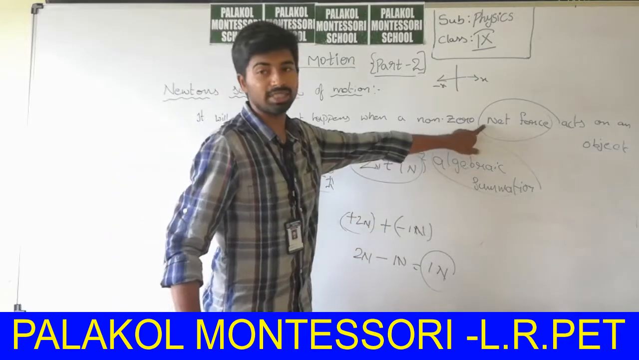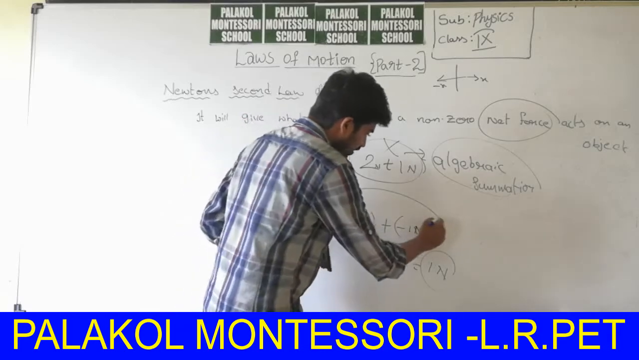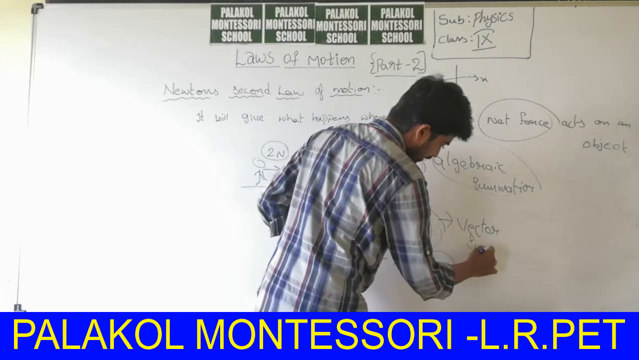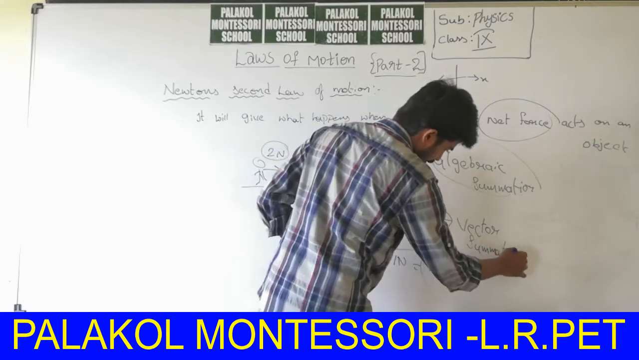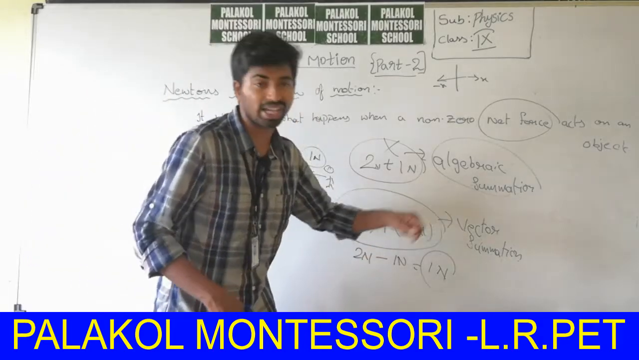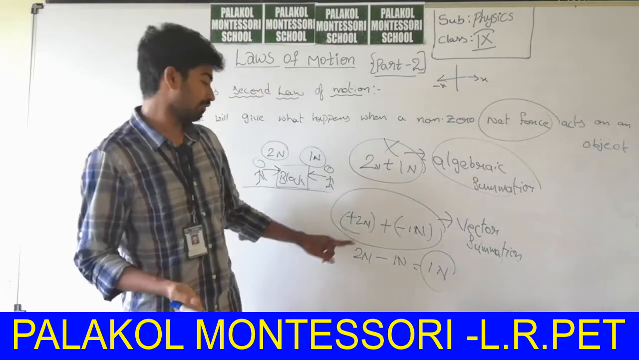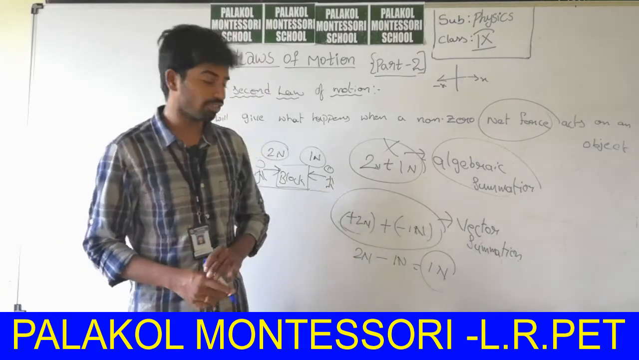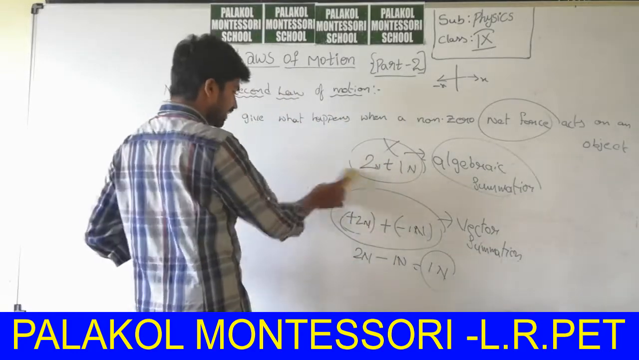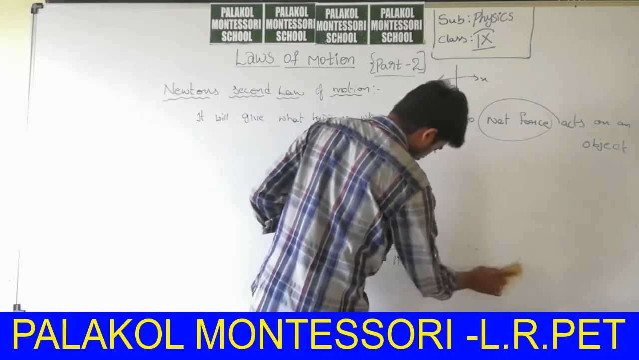So, net force is nothing but the vector sum. We call this summation vector summation. Vector summation is nothing but it includes direction. We include directions for the physical quantity force. So, this is about net force. While finding the net force, you have to include the directions.